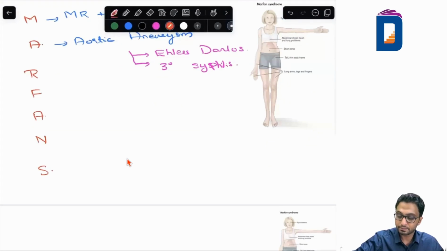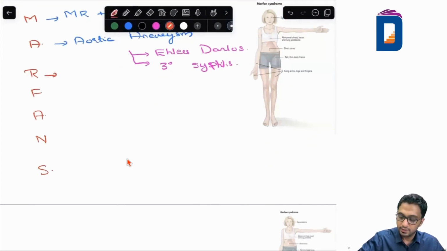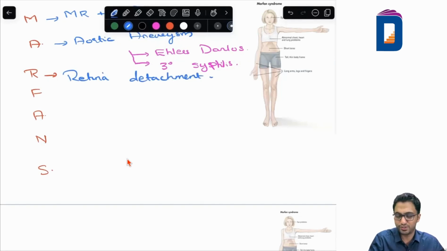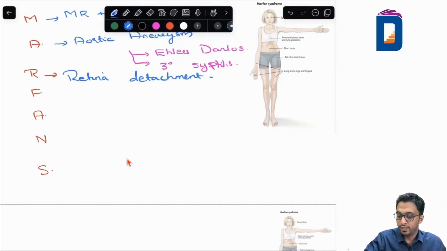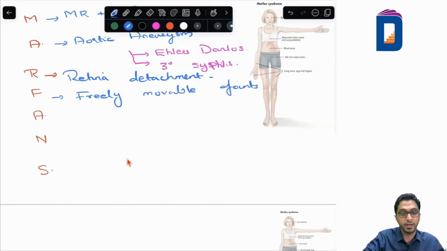Now R. What is R? Retinal detachment. I should be using the blue color only. Retina gets detached. Retina is a very important layer for your vision, isn't it? You're going to see some retinal problems associated with some other lesions also later on. And then, just from a mnemonics perspective, it's freely movable joints, or hyperextensive joints.